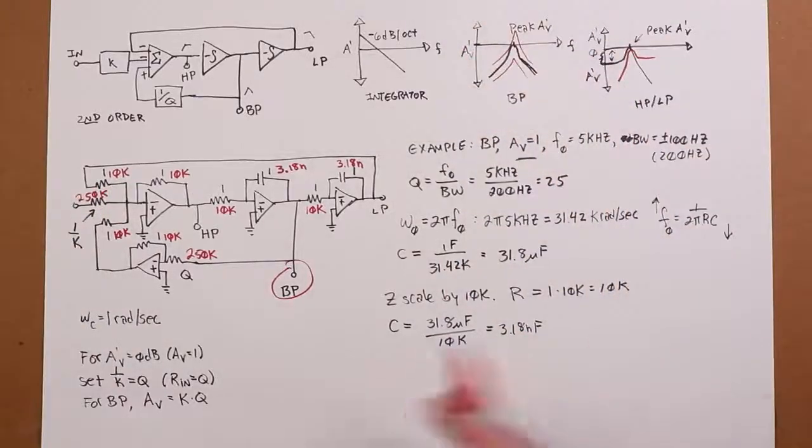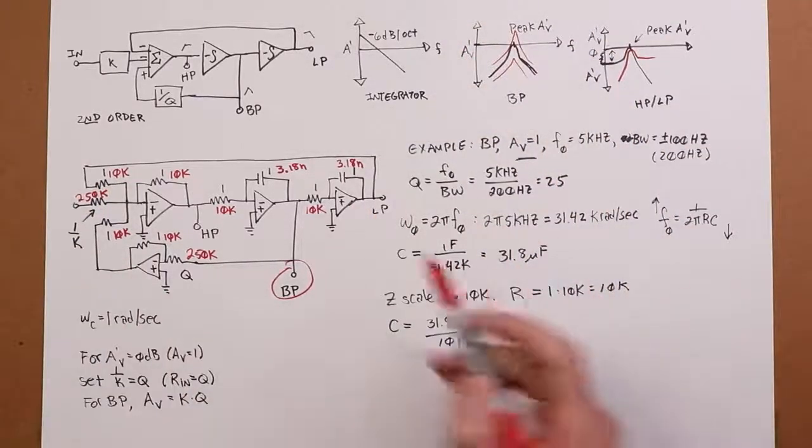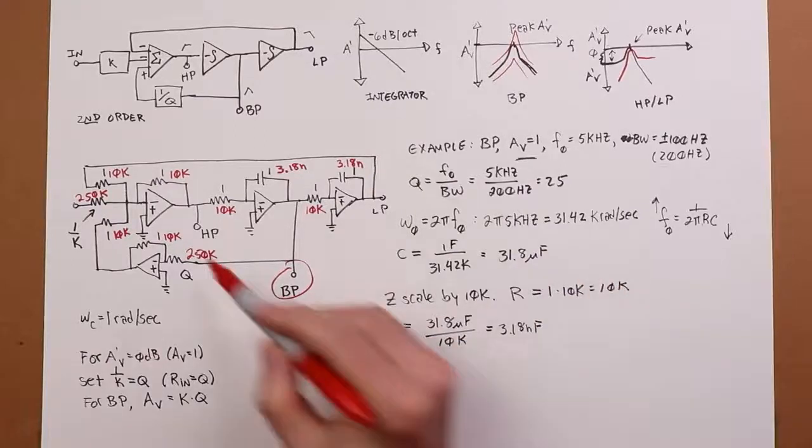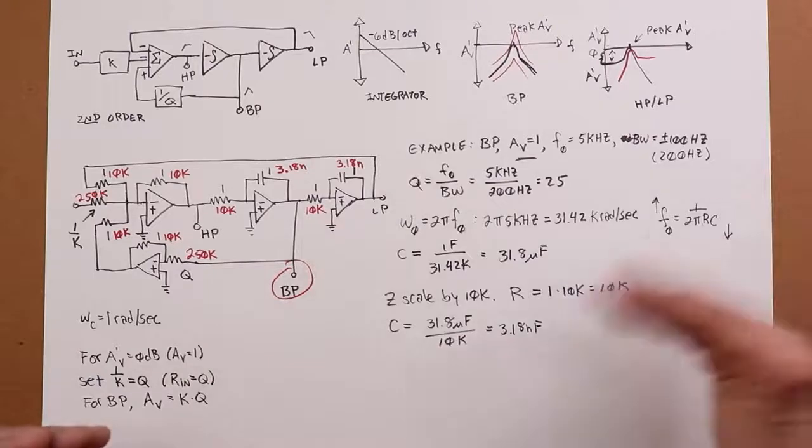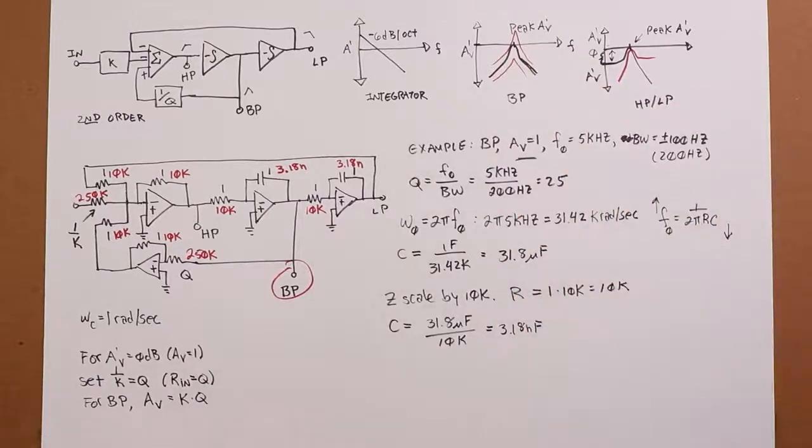And of course, if we were going to do a high pass or a low pass design, it would be a similar sort of approach. We would be using these outputs instead. Again, you would scale appropriately for the frequency of interest, and you would go from there. Right? So there's our completed state variable active filter design.